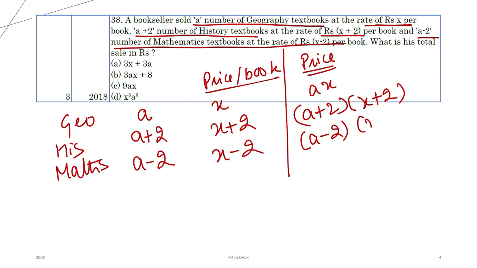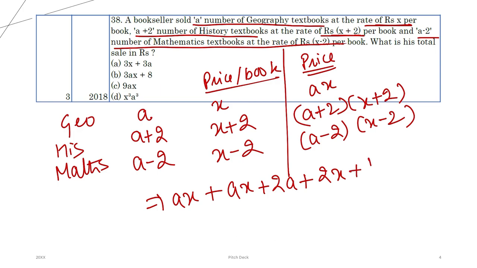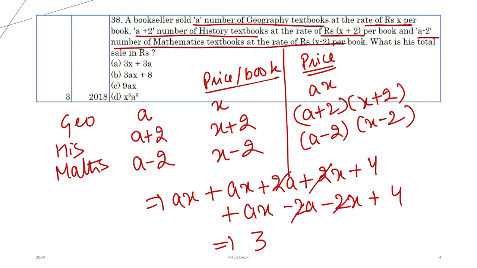So if you do the calculation here, the first one is ax, the second one is ax + 2a + 2x + 4, the third one is ax - 2a - 2x + 4. Solve this, so you will get 3ax + 8, and that is the answer. I hope this is clear. 3ax + 8. Question number 3 is done.